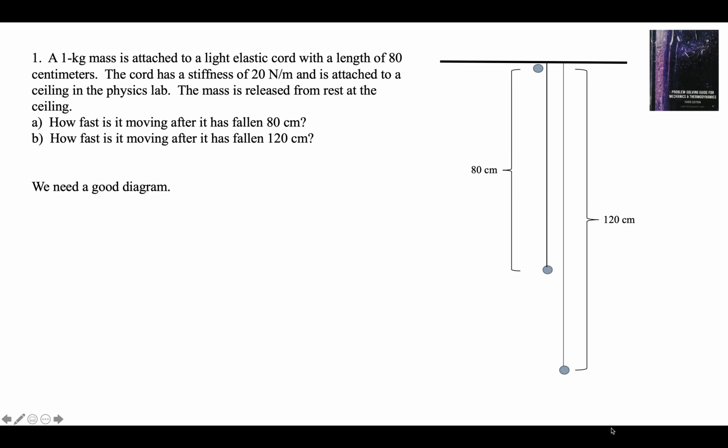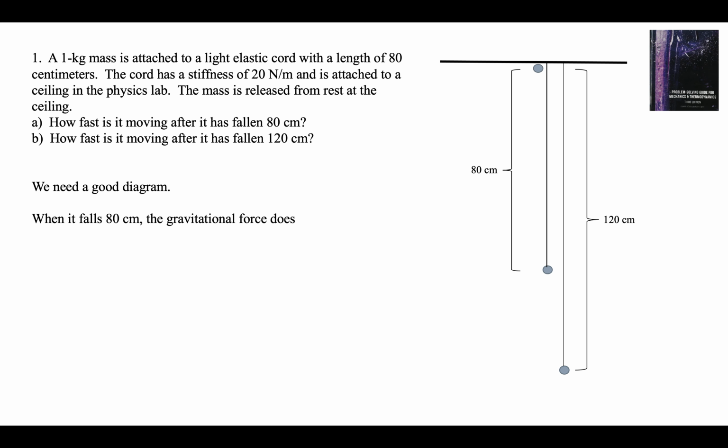So let's start with a good diagram. The mass is released from rest here. It falls 80 centimeters. Then the string gets taut and the string stretches and it keeps going down to 120 centimeters. We need the speed here at 80 centimeters, the speed here at 120 centimeters, knowing it was released from rest. And the cord has a relaxed length of 80 centimeters.